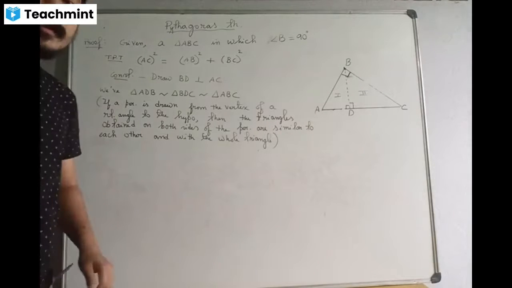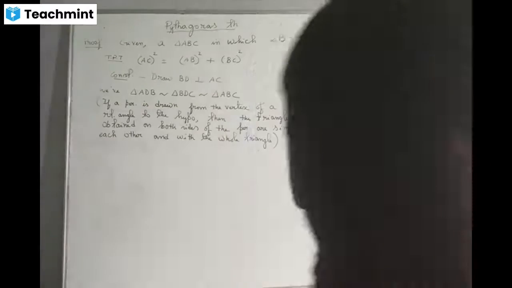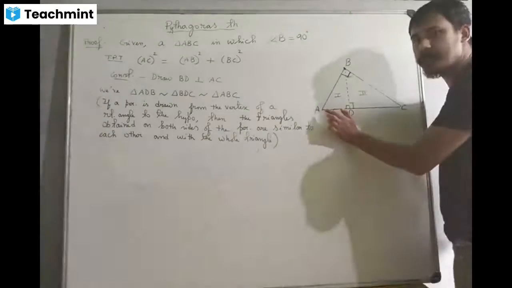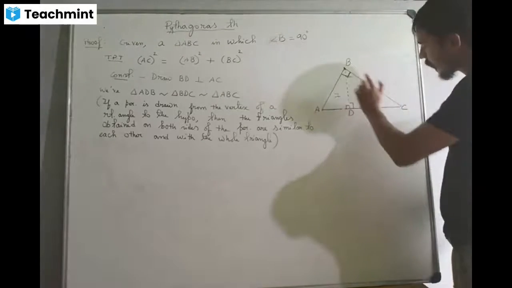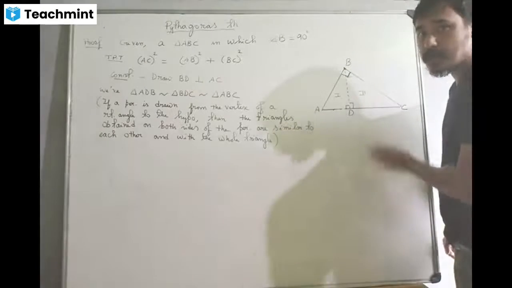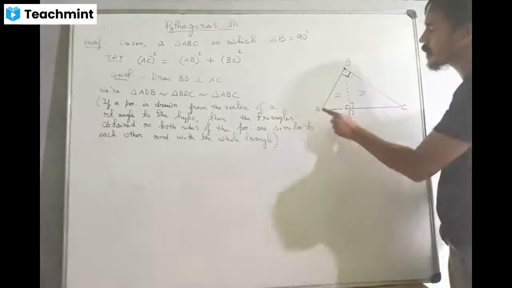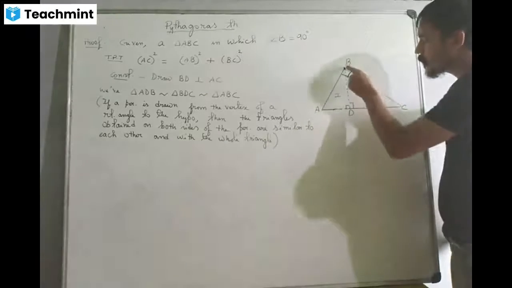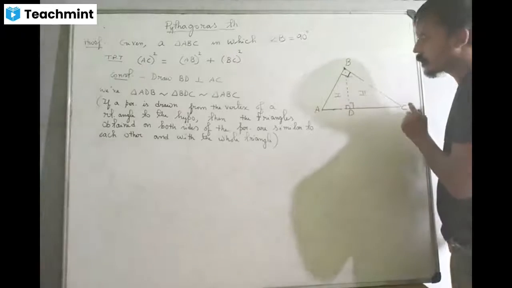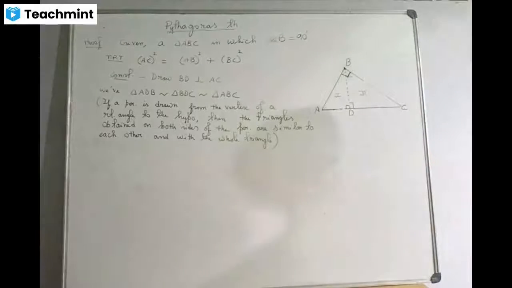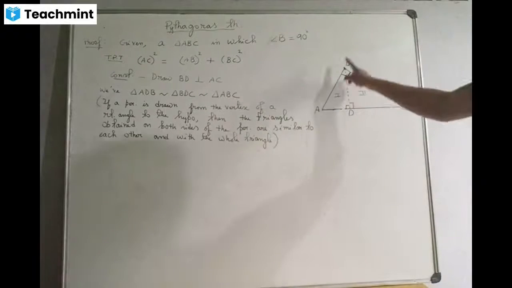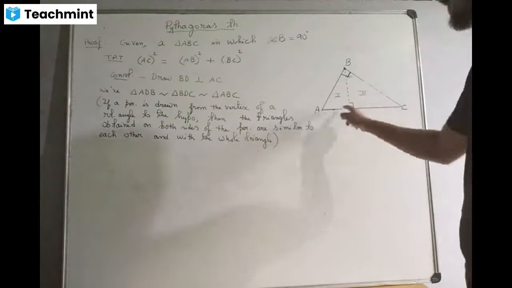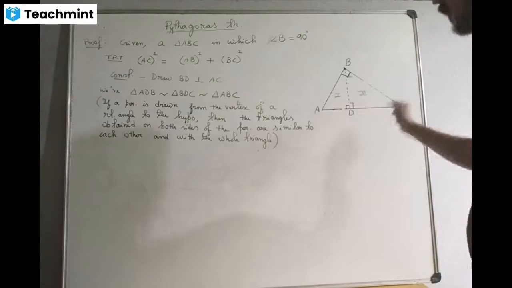Now what I'm going to do is, we have three triangles here. The first one is the bigger right triangle ABC. Next, we have smaller two right triangles. One is ADB, and the other one is BDC. Okay, we have three triangles here. The first one is ABC. Next, we have smaller two triangles ABD and BDC.